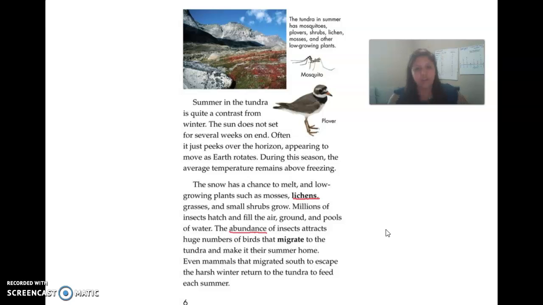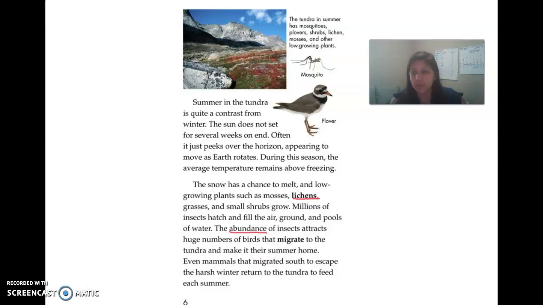Okay, the next word I want to look at is abundance. I'm going to read it in the sentence. The abundance of insects attracts huge numbers of birds that migrate to the tundra and make it their summer home. Abundance means a lot. It means a great number of. So it says a great number of insects attracts huge numbers of birds. So that's what that word is.